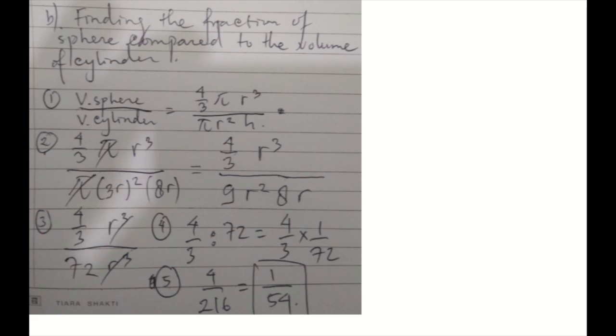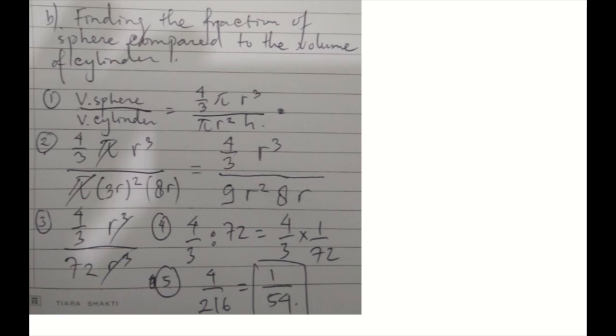Now remember, the radius of the cylinder is not the same as the radius of the sphere. The radius of the cylinder is equal to 3r, while the radius of the sphere is just r. When we square the radius of the cylinder, remember there is 3r in brackets squared. In other words, the 3 also needs to be squared. Some of my students forgot to square it, so they just assume it as 3r squared, while the truth is it is 9r squared. So we have 4 over 3 r cubed over 9 r squared times r.